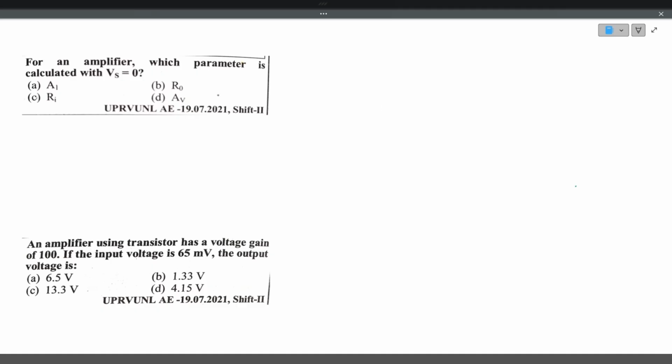So we'll see the next question. For an amplifier, which parameter is calculated with Vs equal to 0? This basically comes with the H parameters. If you consider the CE amplifier, common emitter configuration, this is the base, this is the emitter, and this is the collector. Here the input voltage is VB, and the output voltage is VC, the collector voltage. The input current is IB, the base current, and the output current is IC, the collector current.